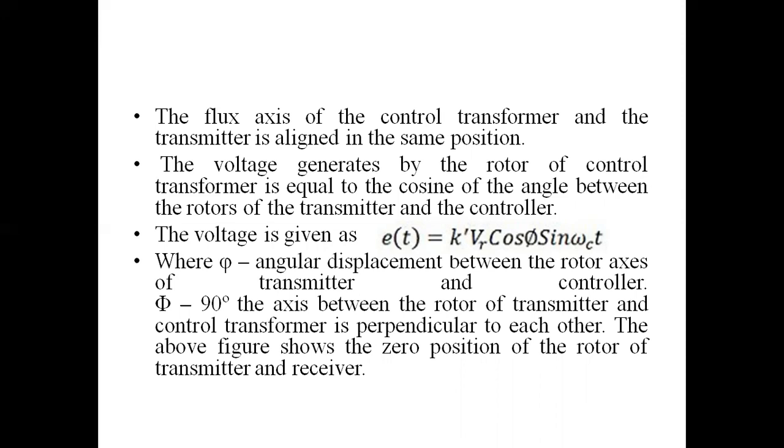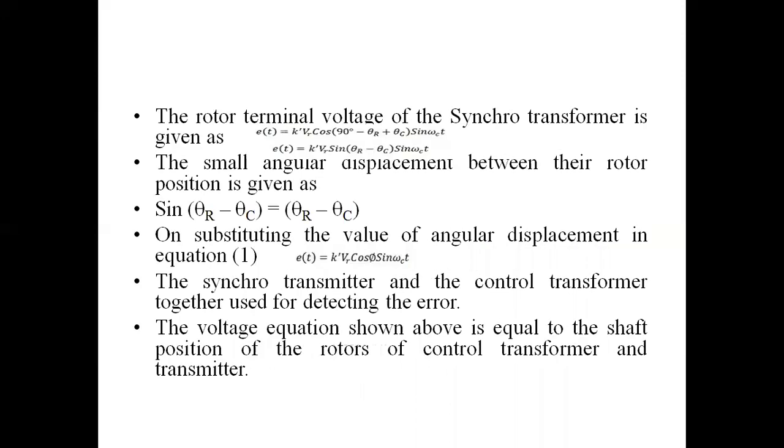The voltage is given as e(t) = k' V_R cos(phi) sin(omega_c t), where phi stands for the angular displacement between the rotor axis of the transmitter and controller, and phi is equivalent to 90 degrees. The axes of the rotors of the transmitter and control transformer are perpendicular to each other, whereas the figure shows the zero position of the rotor of the transmitter and the receiver.